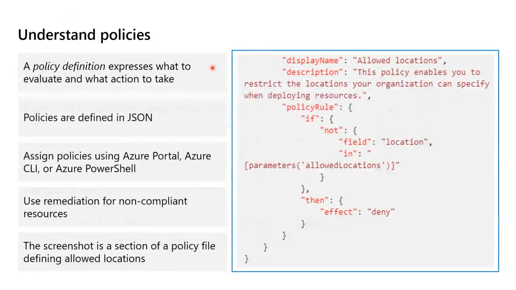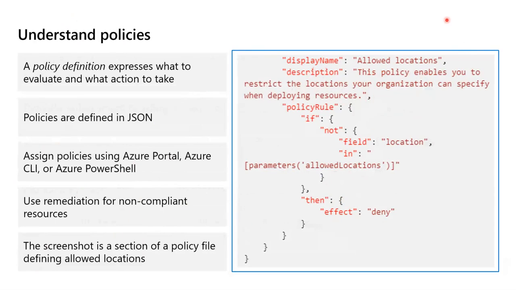What else? So the policy will be created with a JSON definition. So we need to specify here the policy rule. So in this case, there is the display name. We have the description: this policy enables you to restrict the location your organization can specify when deploying resources. There is a policy rule, and then which effect it is going to have. So we can assign policies using the Azure portal, Azure CLI, or PowerShell. And you can use it for remediation for non-compliant resources.